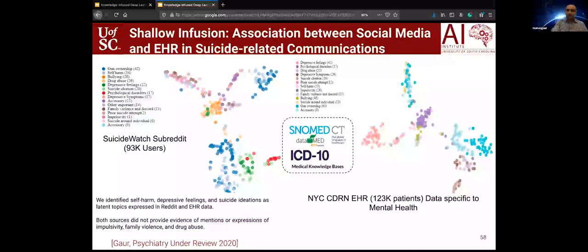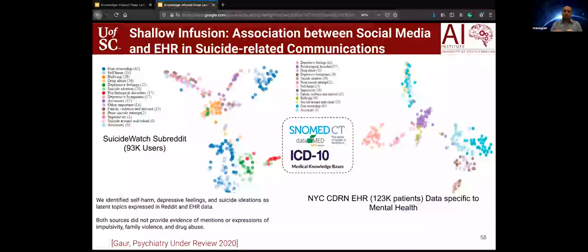Another example where we saw the utility of knowledge graphs was finding an association between social media and electronic health records. We know how people express themselves on social media in different forms about mental health, but we need some form of background knowledge to categorize it. As I said in the previous slide, we used the social media content and generated embeddings using BERT.